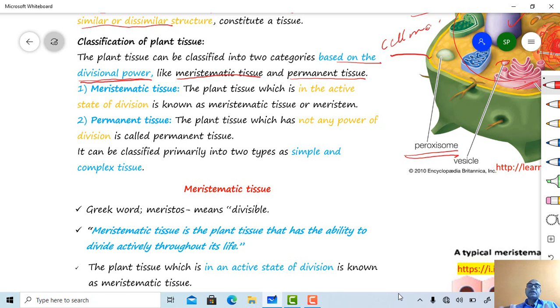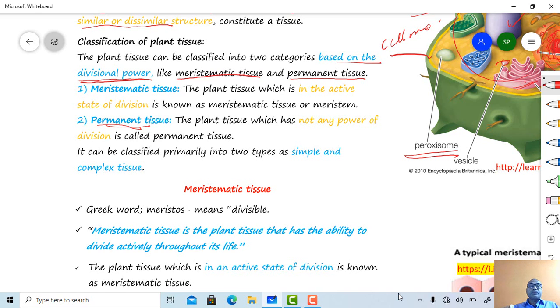Then what is the difference between meristematic tissue and permanent tissue? Meristematic tissues are those tissues which remain in an active state of division throughout life. Meristematic tissues have a power of division, while permanent tissues are the tissues that have no power of division.